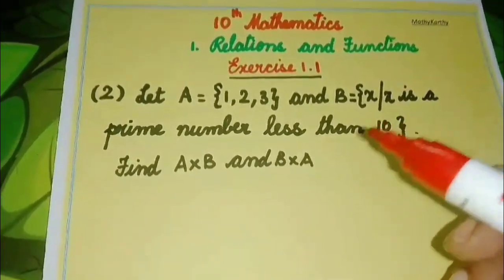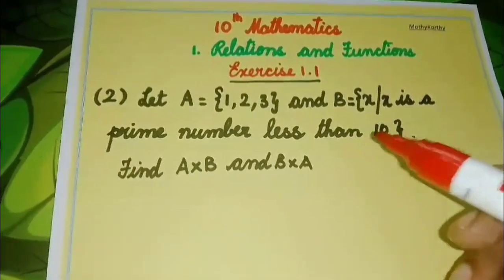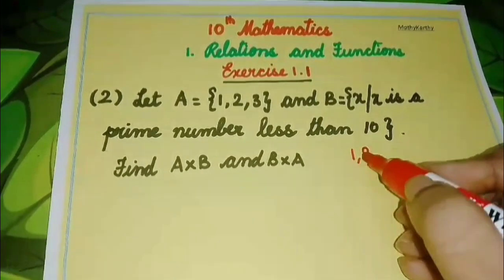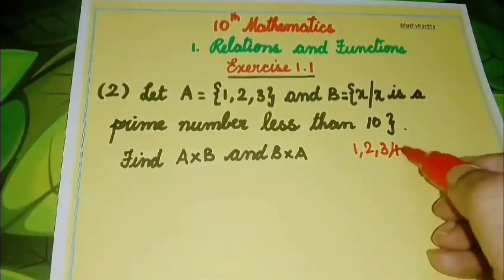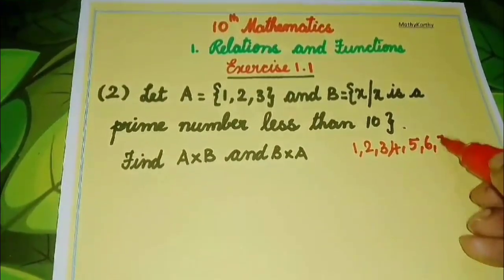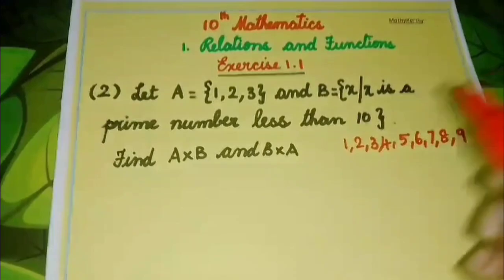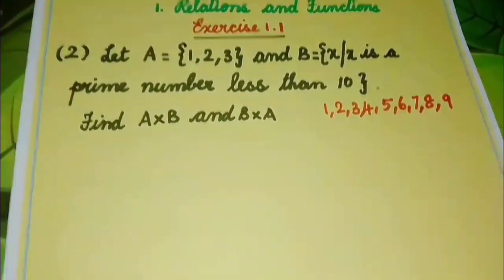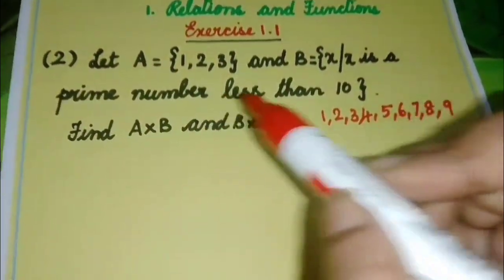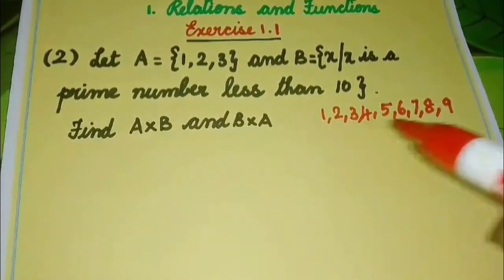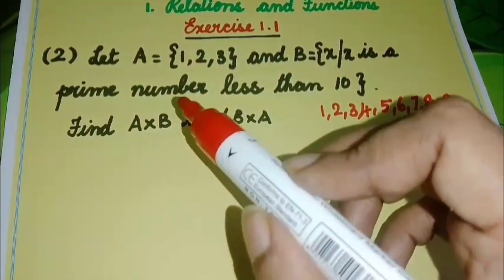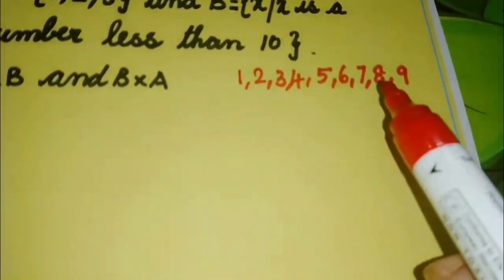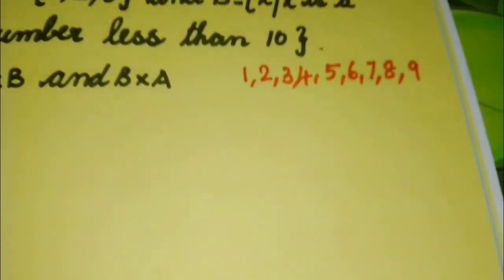It has said that X is a number which is less than 10. So what are the numbers less than 10? It's nothing but 1, 2, 3, 4, 5, 6, 7, 8 and 9. It is not less than or equal to 10. It is just less than 10. So we'll write the numbers from 1 to 9. And what is the other condition? The first condition is that it's a prime number. So we have to cancel out the composite numbers and write only the prime numbers.